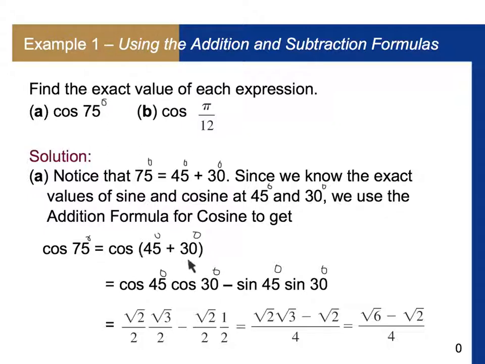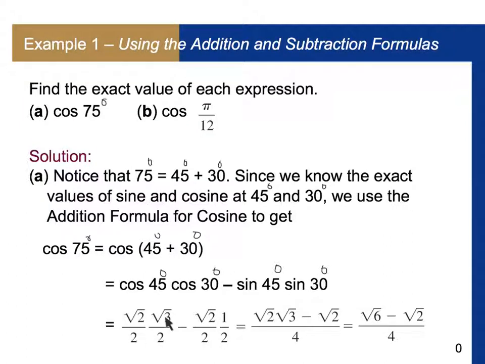Okay, so cosine of 45 plus 30 is cosine of 45 times cosine of 30 minus sine of 45 times sine of 30. So remember, cosine of 45 is square root of 2 over 2. Cosine of 30 is square root of 3 over 2. Sine of 45 is also square root of 2 over 2. And then sine of 30 is 1/2. So this is what we have.